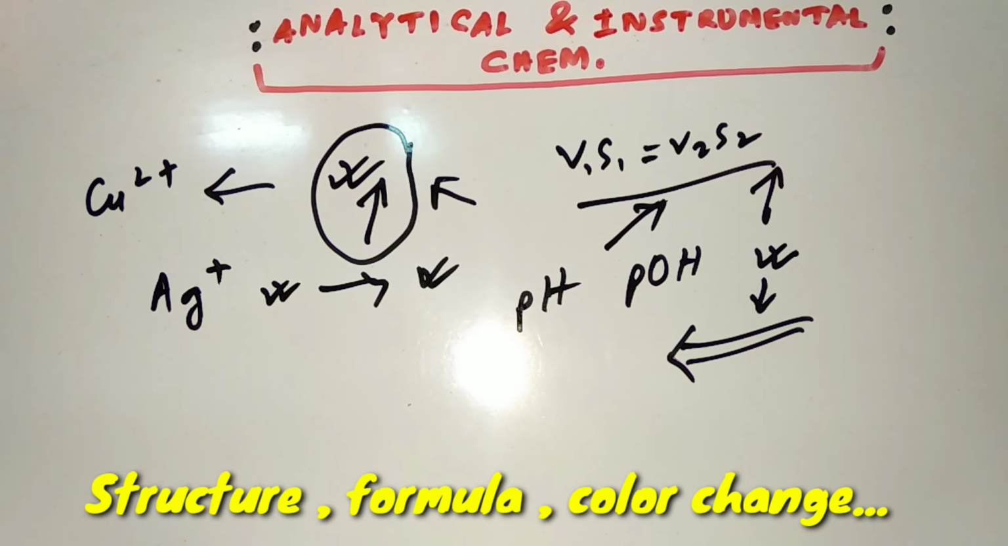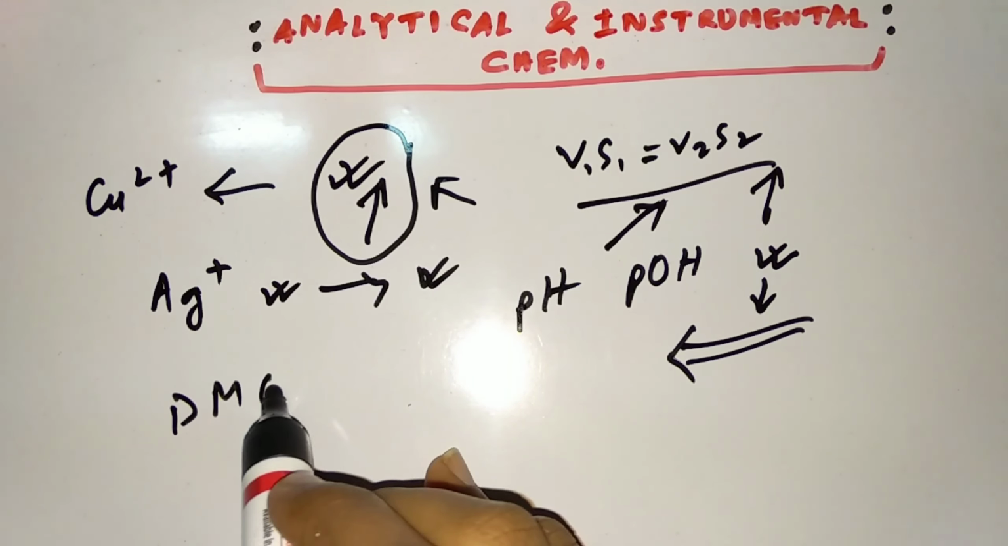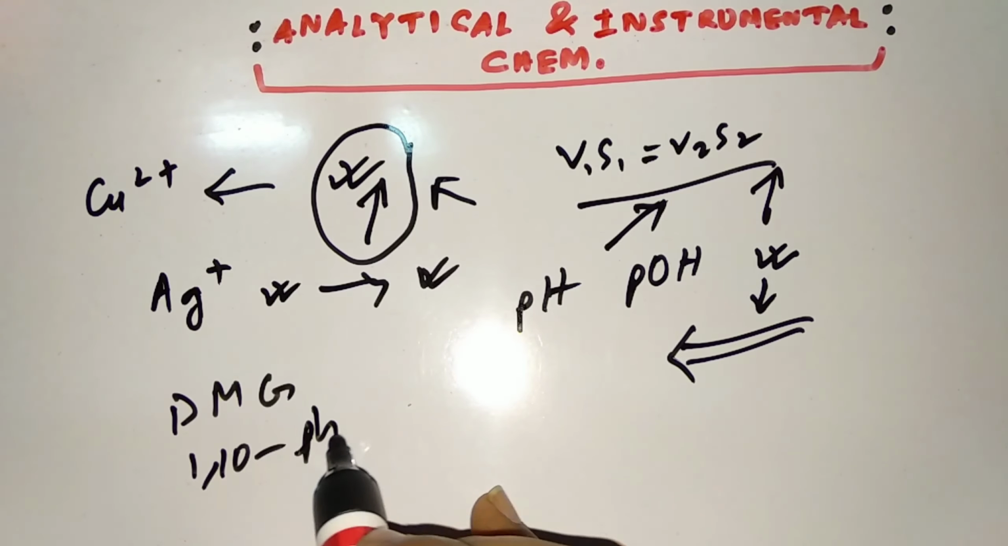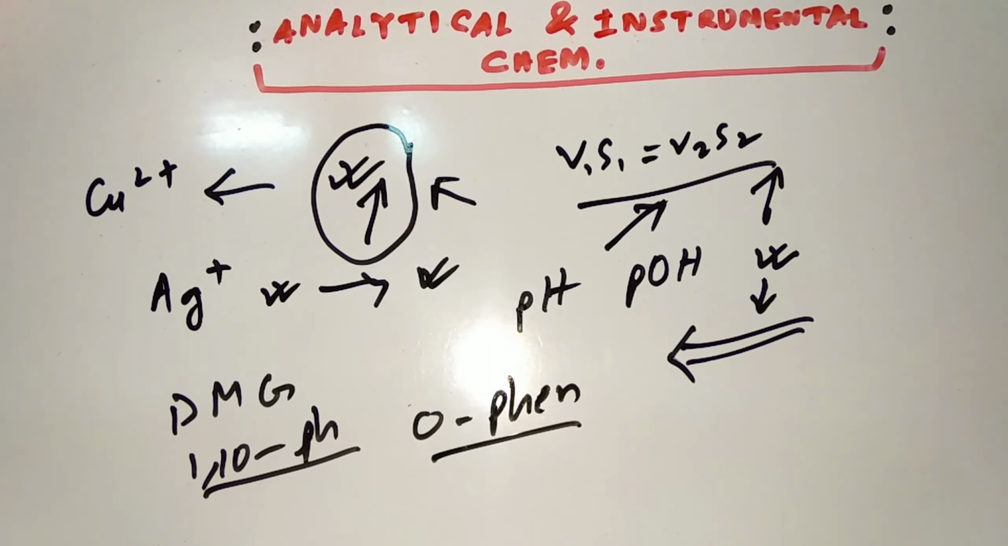And next, coming to the use of organic reagents in inorganic analysis. There are a lot of organic reagents which are used in inorganic analysis, or to analyze inorganic compounds, like DMG, then 1,10 phenanthroline, or you may know it as o-phen. This kind of organic reagent is used to analyze inorganic metal ions or inorganic compounds, so basically used in inorganic chemistry. So you have to read about this kind of organic reagents.